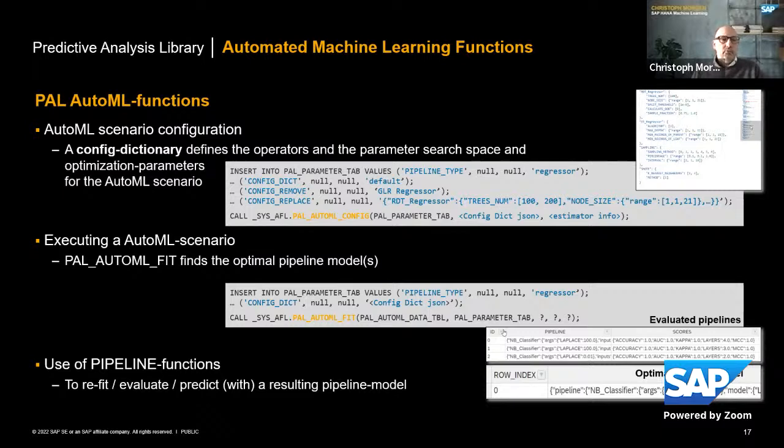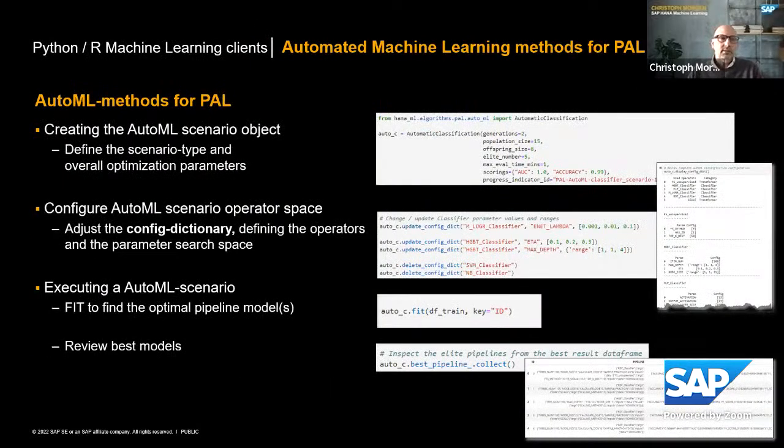And then for the actual refitting of the best model, we can again use the pipeline functions, pipeline fit or pipeline evaluate, to probe our best pipeline with test data, or use the predict functions to then predict with the final AutoML pipeline which we have created.